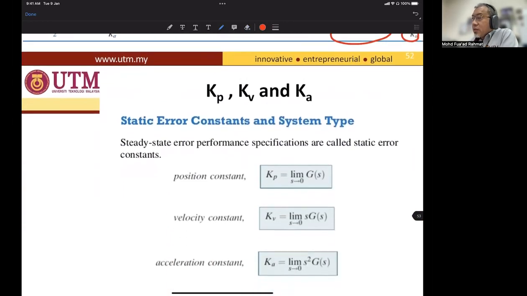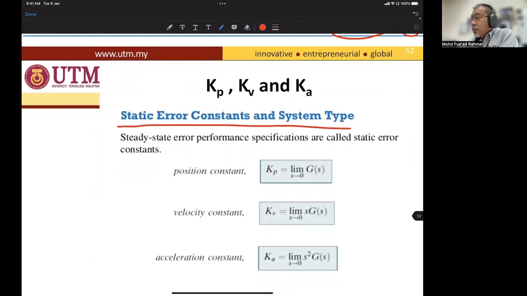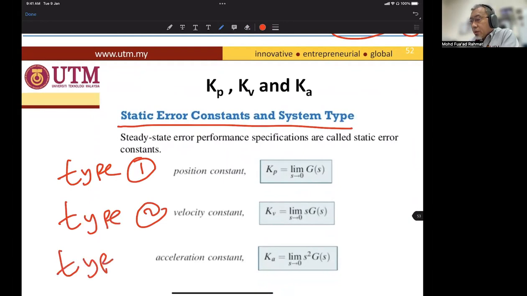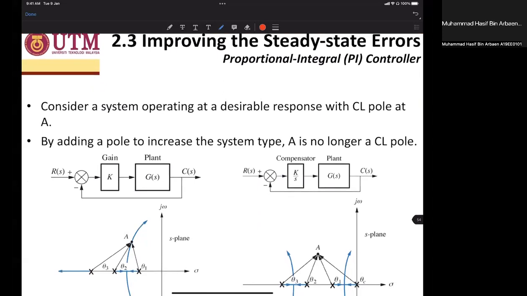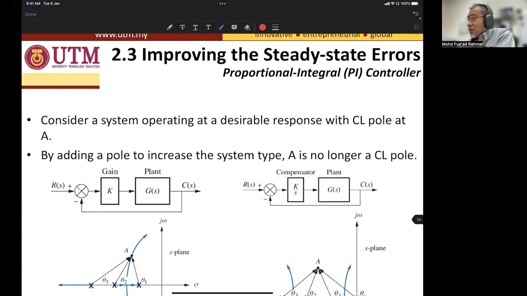We call this the static error constant and system type. So this one is type 1. Please remember this, guys. Type 2 and type 3. Because we will use this Kp, Kv, and Ka in the frequency response as well. Everything okay, guys? Okay. So how to improve steady state error?